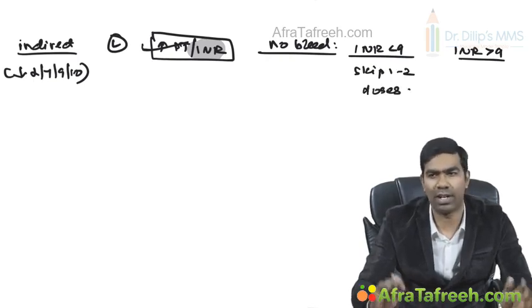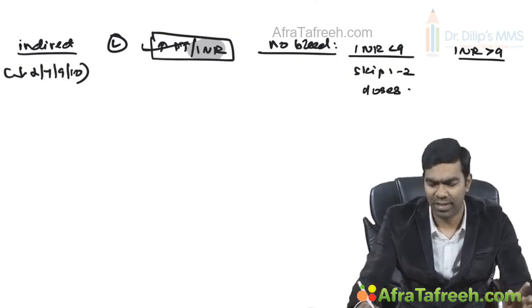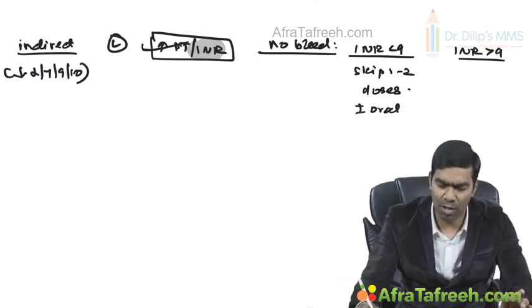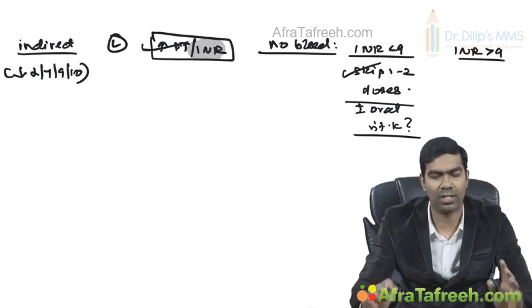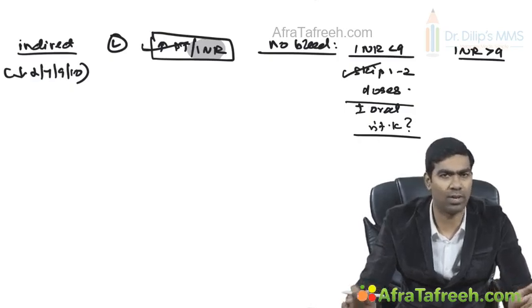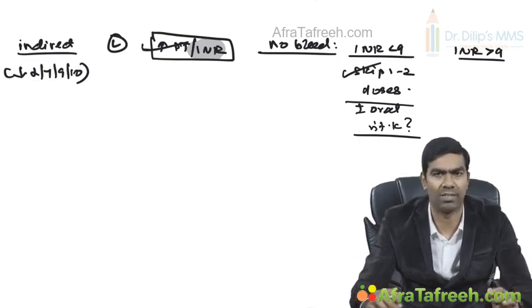Skip 1 to 2 doses of warfarin and just recheck INR. That is more than enough. Remember, they are telling you can give an oral vitamin K, but we don't know the benefit of this. Or just skip 1 to 2 doses, and because there's no bleeding, there's no urgency, it's enough. INR will fall down and then you can retitrate the warfarin.